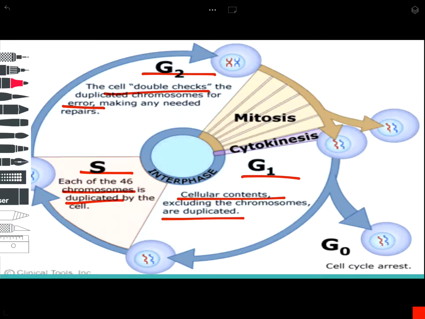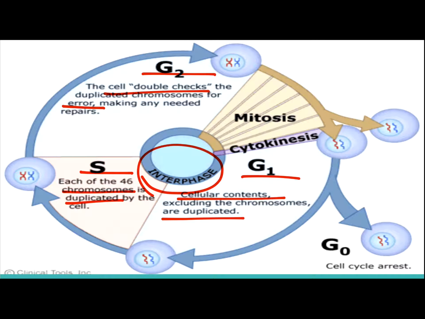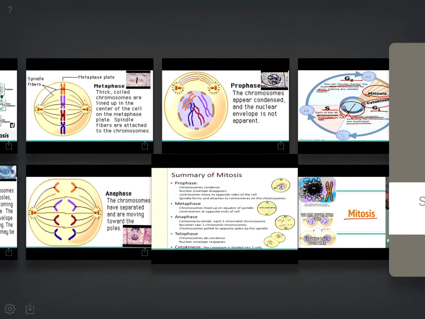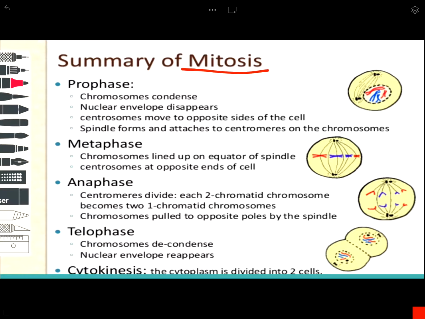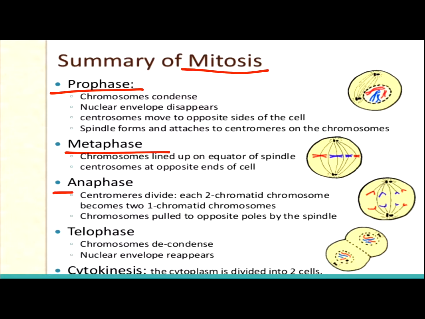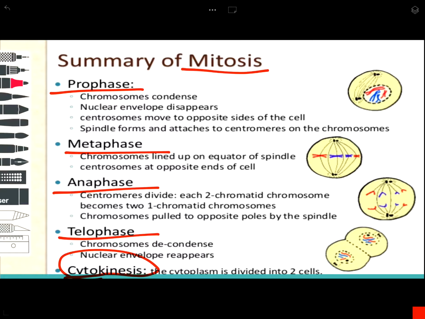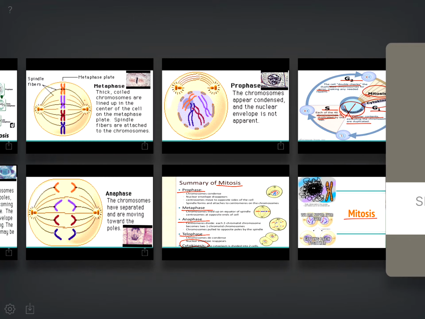But we will not be talking about these three stages because they are part of interphase, and instead we will be focusing more on mitosis and cytokinesis. Here is a brief summary of mitosis. As you know, mitosis has four stages: prophase, metaphase, anaphase, and telophase. Cytokinesis is not part of mitosis, but it happens right after telophase.